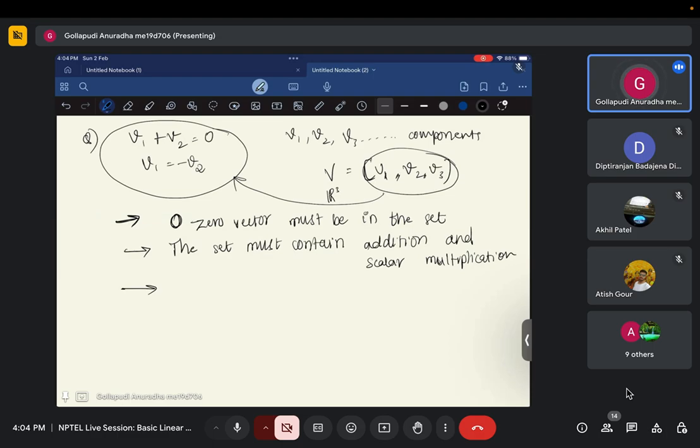Third thing is, any restrictions that prevent the operation from staying within the vector, within the set. That's not a vector space.